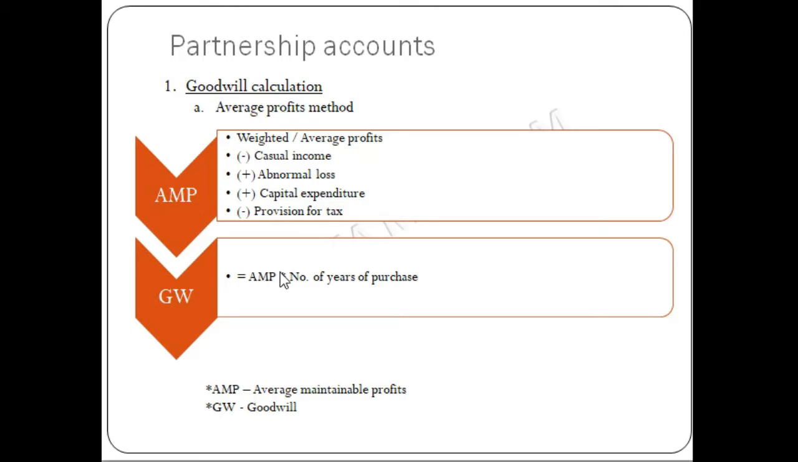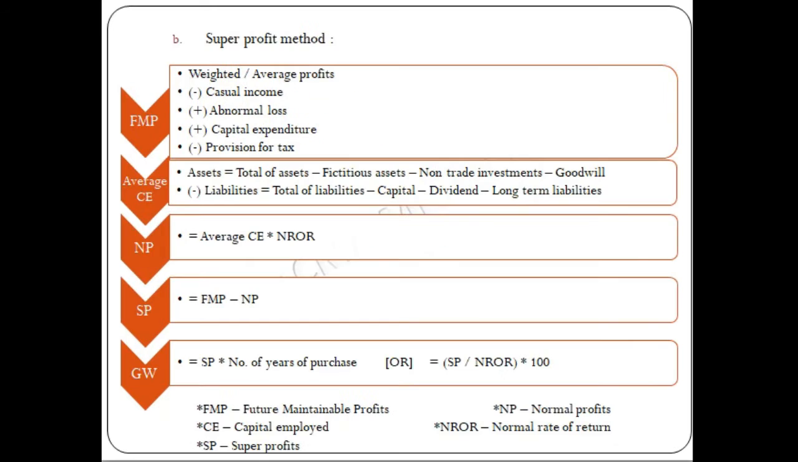Now, average maintainable profits into the number of years of purchase will give you the goodwill amount. So, the number of years of purchase will also be mentioned in the question. Moving on to the next method, super profit method.